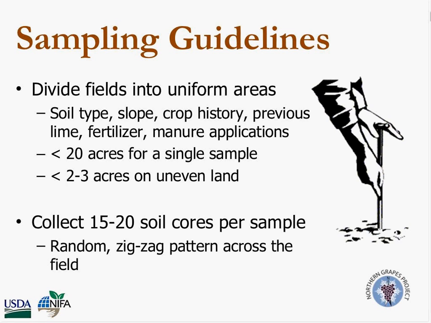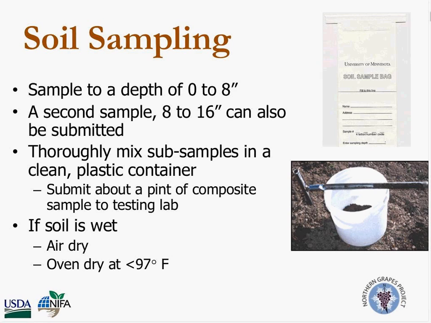Each sample should be representative of that area, so collect about 15 to 20 cores in a random pattern through the field. You want to go to a depth of about 8 inches, because that's the depth our soil tests are calibrated on.